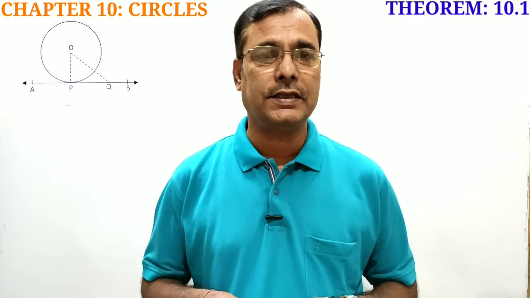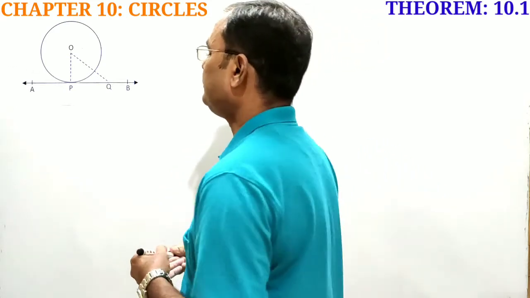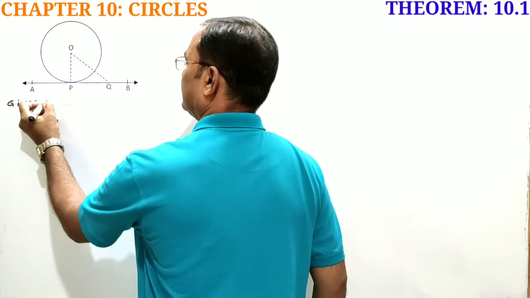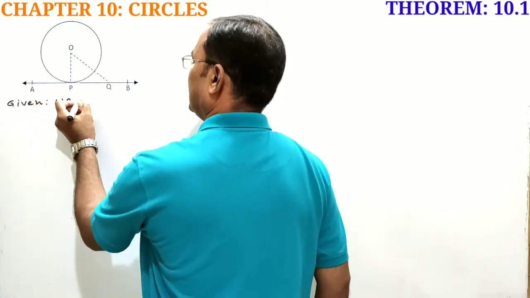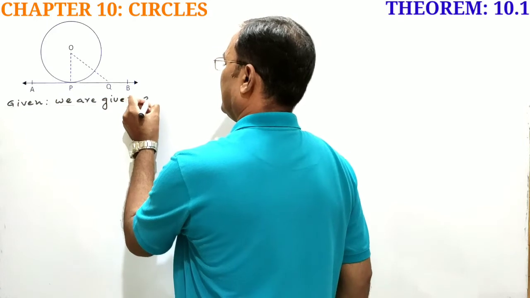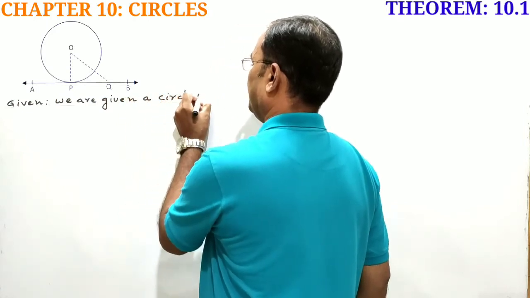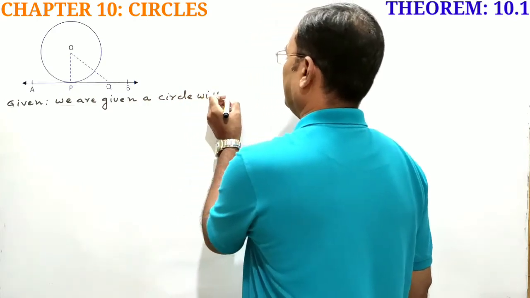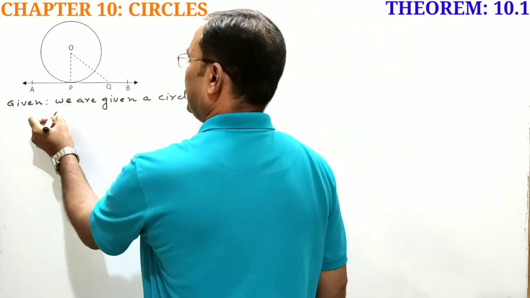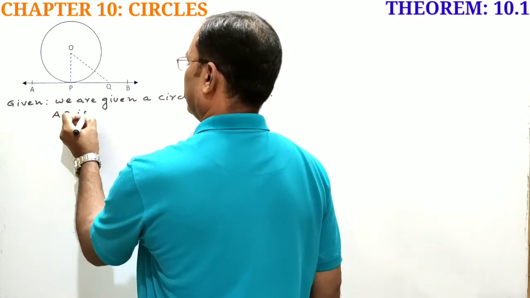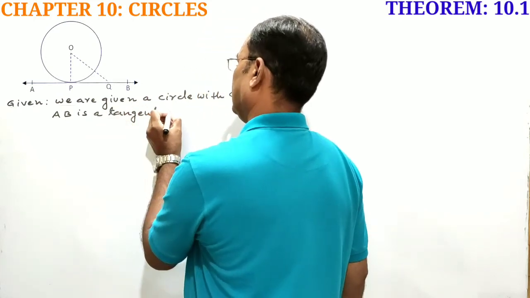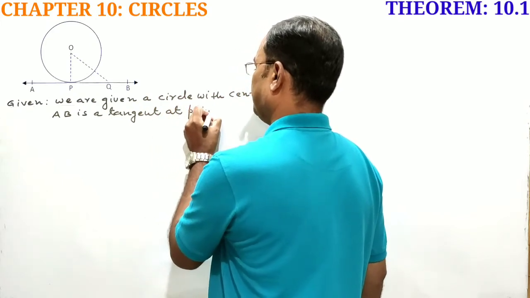In the process of proving this theorem, let's write the given information. We are given a circle with center O. AB is a tangent at point of contact P.